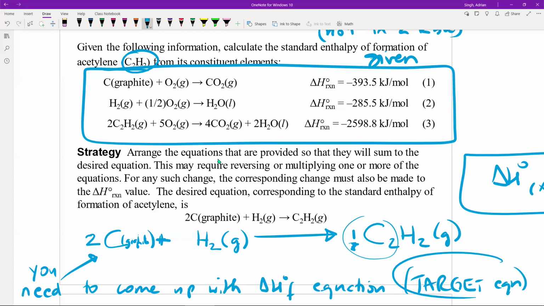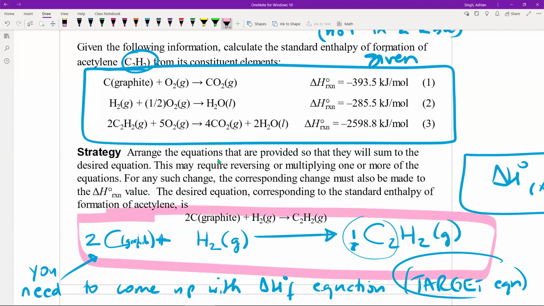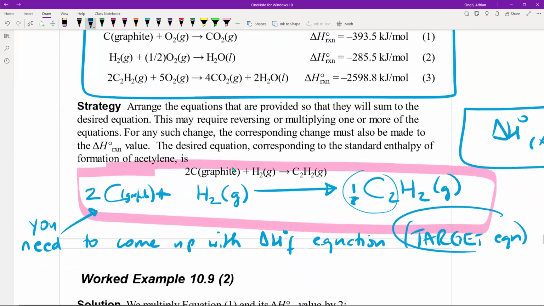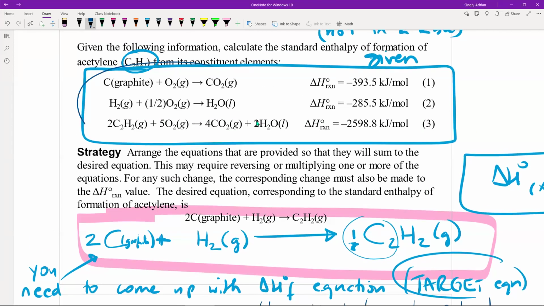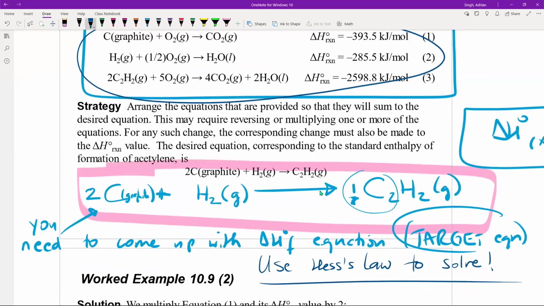And once you know what the target equation is, we can do the same thing you did with the Hess's law example back before. We can apply Hess's law. So you need to come up with this target equation, then we're going to use Hess's law to solve. All right, so that means we're going to manipulate these. We're going to move them around to get them in the right place. We're going to multiply or divide, reverse equations. Don't forget, if you do any of those things, you also need to affect your delta H values. Then we add them up to get to the target equation that we came up with at the very beginning.